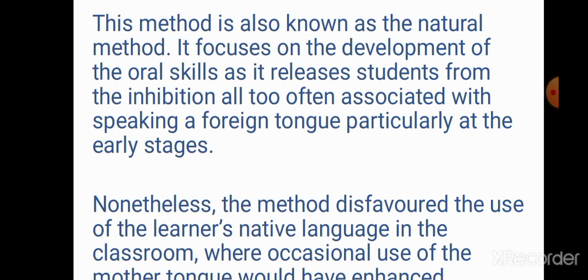It focuses on the development of the oral skills. Mark that, the oral skills, as it releases students from the inhibition all too often associated with speaking a foreign language, particularly at the early stages. Nonetheless, the method disfavored the use of the learner's native language in the classroom, where occasional use of the mother tongue would have actually enhanced the learning of the target language.